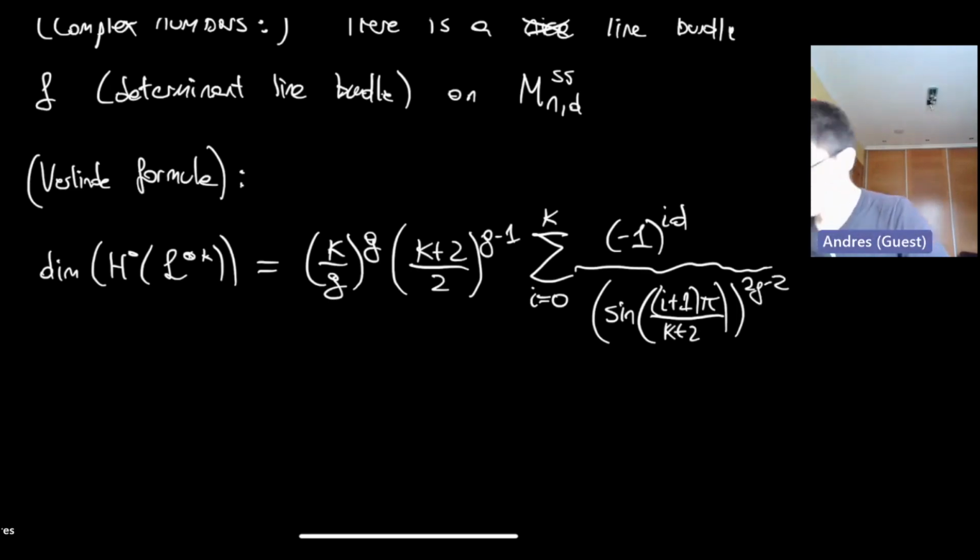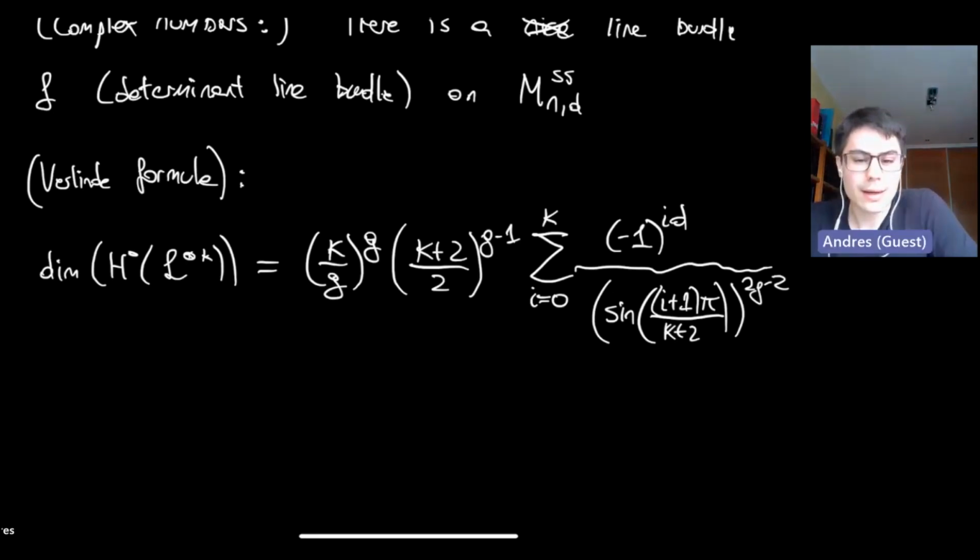Here, G is the genus of the curve, and D is the degree. And this formula is in the case of rank 2, so I just put you the case when n is equal to 2. So you have this weird combination of signs, and then it turns out that it's a positive integer, and it's the dimension of this sheaf cohomology group.